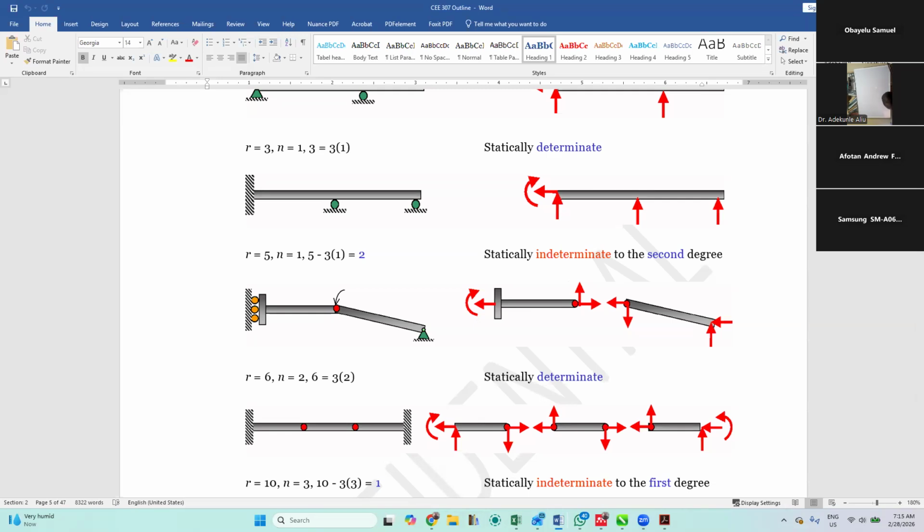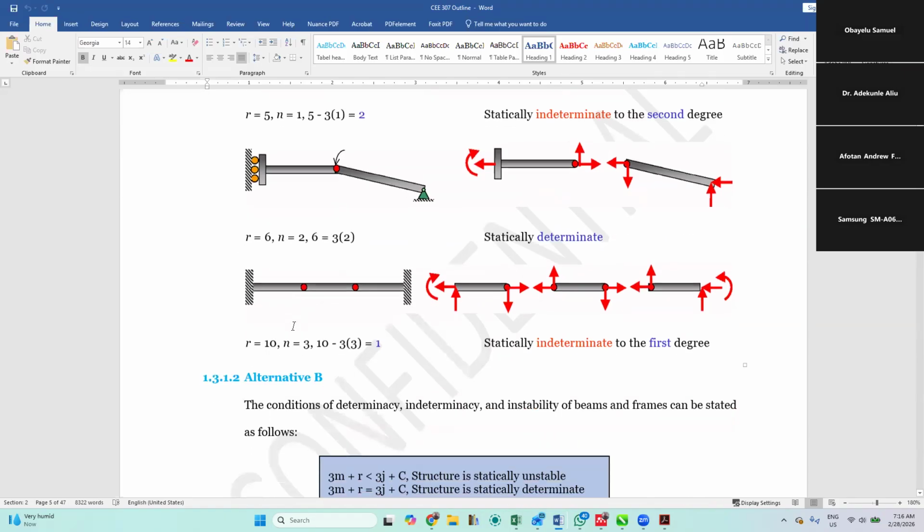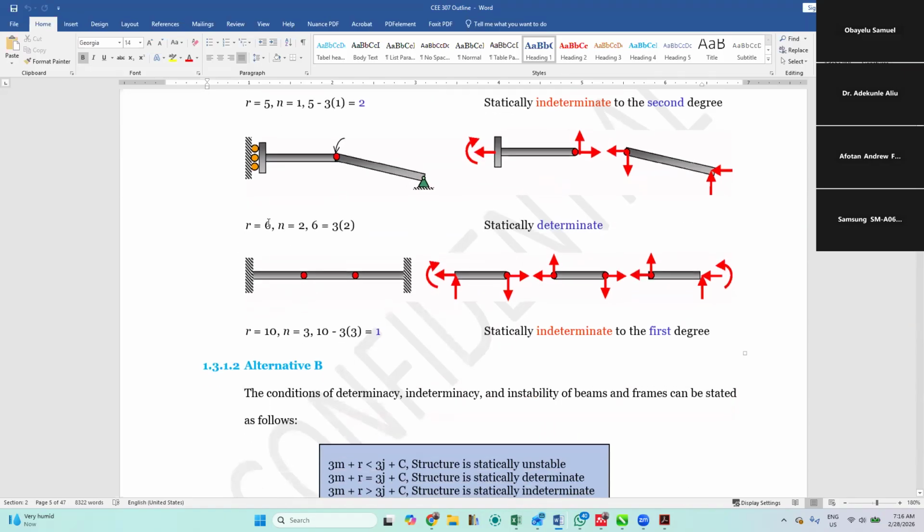Let me disable my camera. Okay. So for this one, we have two members, member one and member two. It is pinned at that joint, and that's why the structure is standing. Now, to determine the determinacy, we use the equation that I told you the other time: R is equal to 3n. R is 6, equal to 3 times n, which is 2. So 6 is equal to 6. That means the structure is statically determinate.